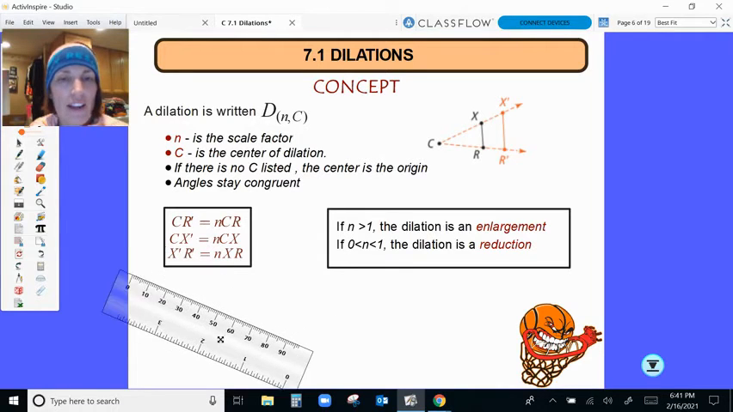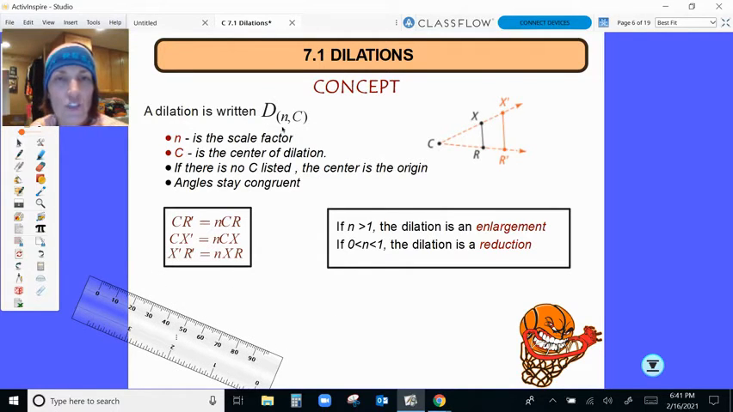So, right here, a dilation is written like this. So we've had our reflections and our translations. We write our dilations like this. So it'll be a dilation D, representing dilation. This will be my scale factor, so if it's 1/2 or 2 or whatever. And then around, where's my center point? C. Okay. So n is my scale factor, C is my center of dilation. If there's no center of dilation listed, then the center is automatically the origin. Okay, so if I have something listed that says dilation with a scale factor of 2, like that, that means it's going to be a scale factor of 2 around the origin.